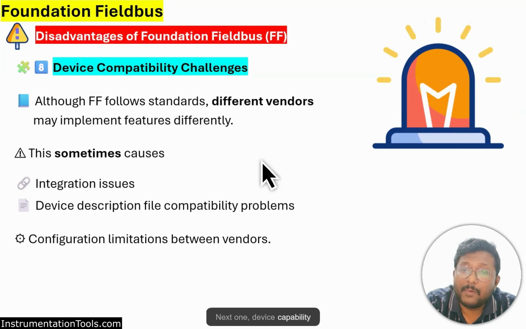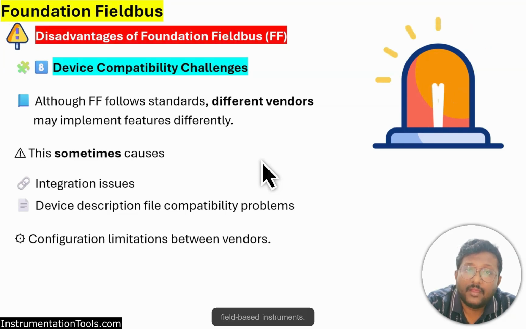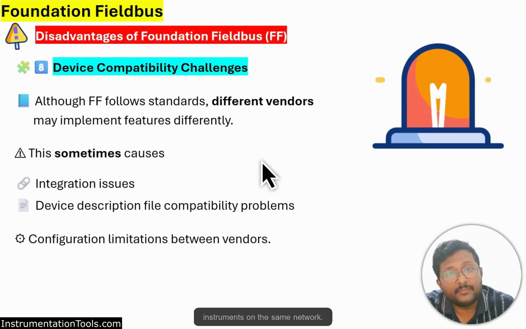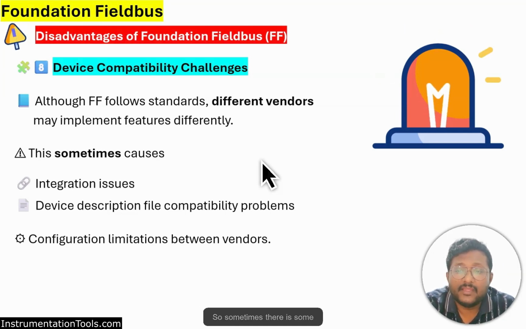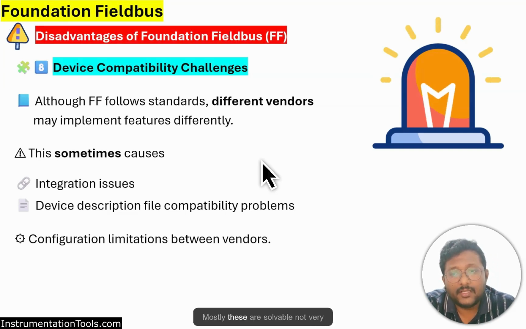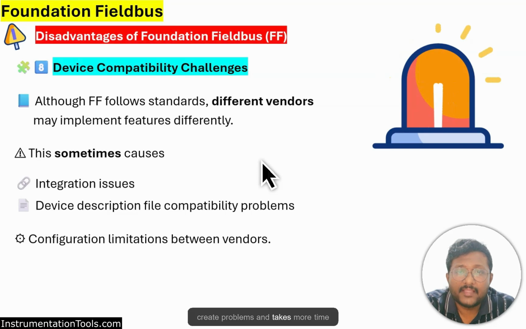Next one, device capability challenges. See, different vendors manufacture different fieldbus instruments, and you are using different vendors' instruments on the same network. So sometimes there are integration issues or device description file compatibility problems. Mostly these are solvable, not a very big issue, but sometimes they create problems and take more time to solve.